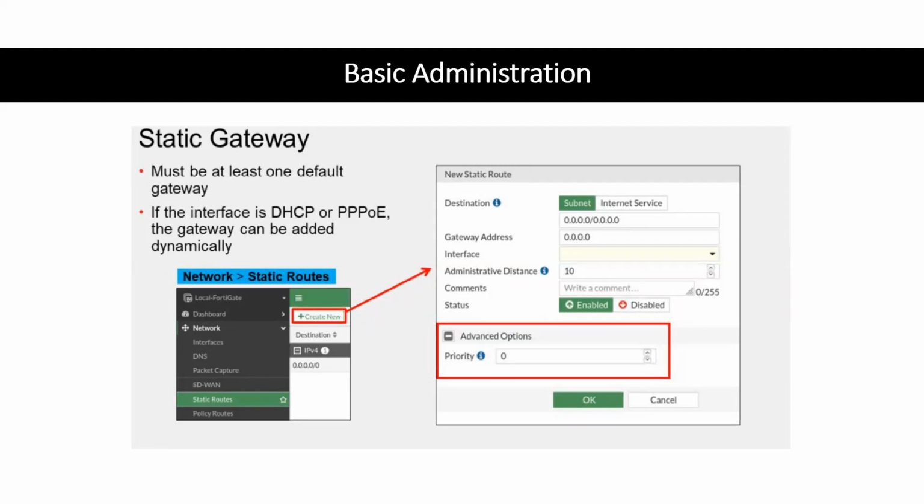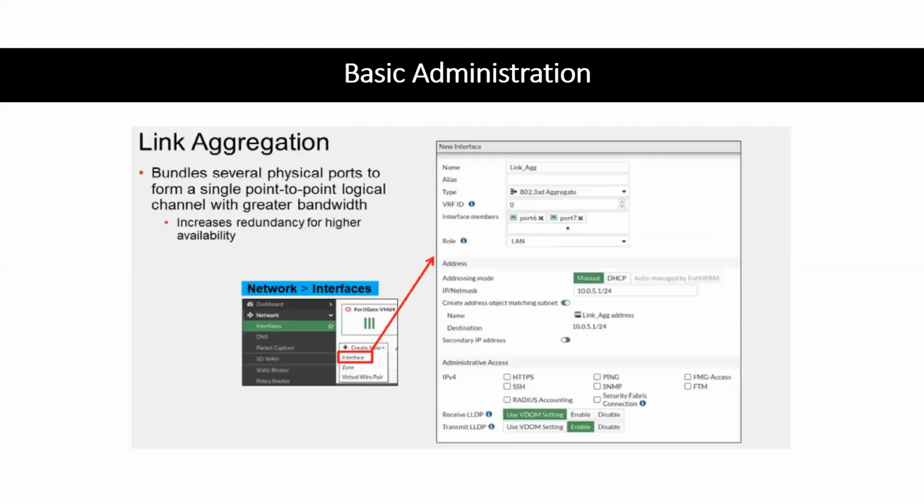You can either set that statically, or it can get it via DHCP. It doesn't have to be statically done. So, of course, to do that, you would go under Network, go into Static Routes, and you can go ahead and create one. Keep going.